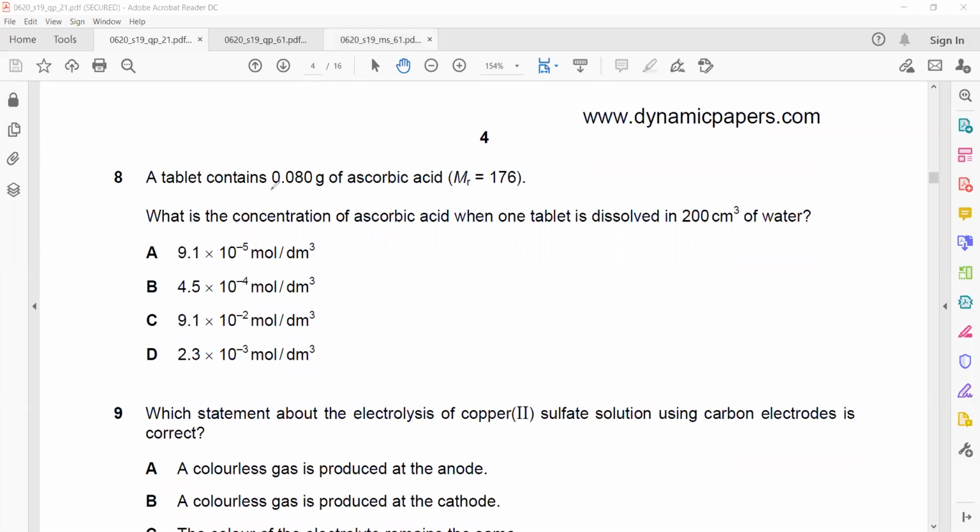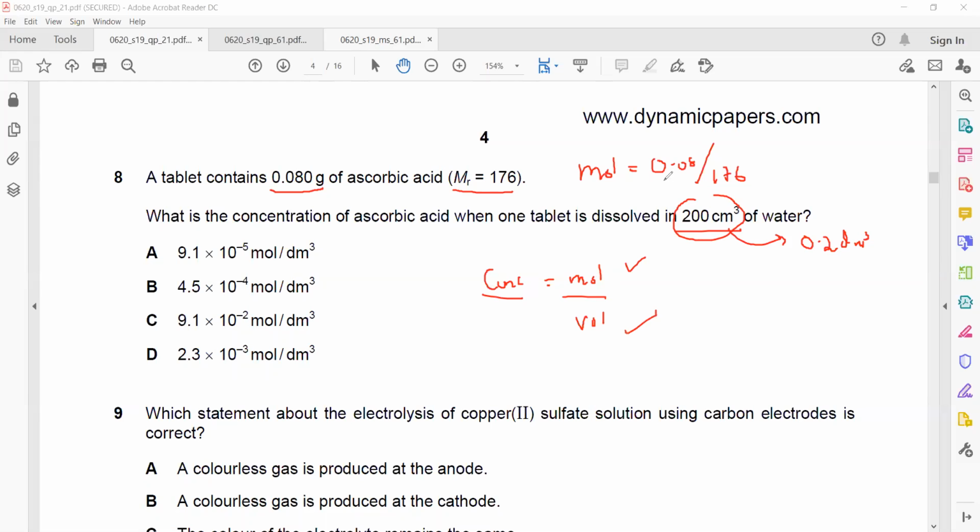For question 8, you have the mass and you have the molecular mass. So you need a concentration. Concentration is equal to moles divided by volume. So how to get the moles? Moles is equal to mass in grams, 0.08 divided by 176. That will give you moles. And what about the volume? It is 200, but it should be in dm cube. So you divide by 1000, so it will be 0.2 dm cube. To get the concentration, it is moles divided by volume. So after getting this, you will get the answer as D.